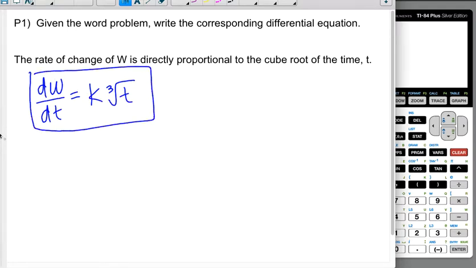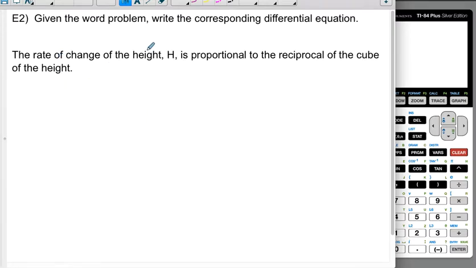And k is a constant, right? We're going to find k later when we learn how to solve things. The rate of change of height is proportional, so height, h, is proportional to the reciprocal of the cube of the height, right?